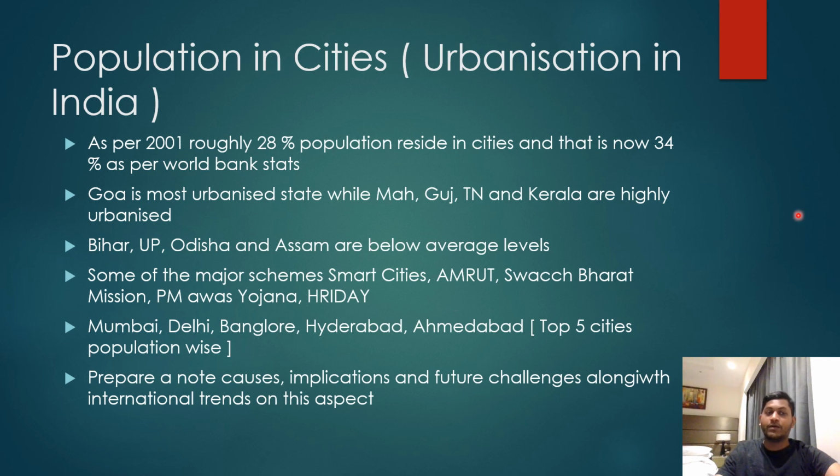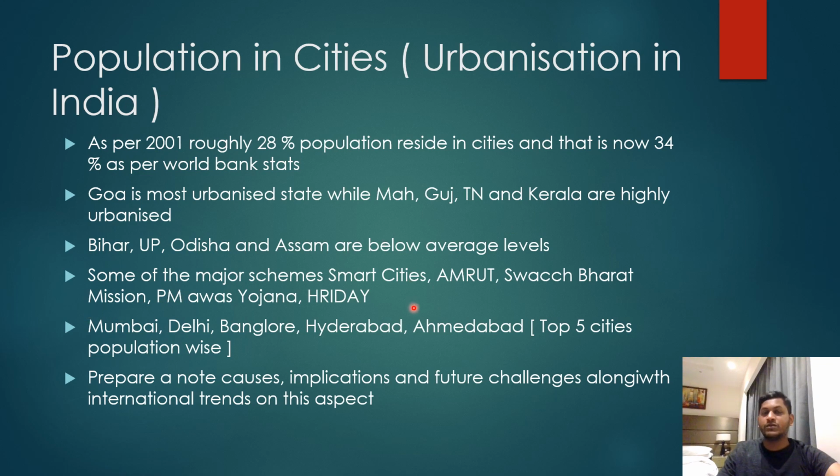Now again, the population in the cities, with the point we have just discussed. So as per 2001, roughly 28% were living in the cities, and that is now 34% as per the World Bank statistics. Goa is the most urbanized state, while Maharashtra, Gujarat, Tamil Nadu, and Kerala are also highly urbanized. Okay, and Bihar, UP, Odisha, and Assam are below the average levels. So here, naturally, the more urbanized states are where the developments are taking place very fast, and the other states are below the average level. So naturally, there is going to be the issue of migration being triggered automatically from here.